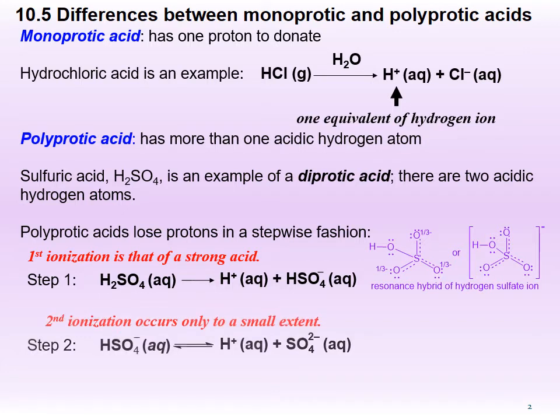The second ionization, that is, the ionization of hydrogen sulfate ion, occurs only to a small extent. Thus, the hydrogen sulfate ion is considered a weak acid. Notice the use of a double arrow to denote this reversible reaction.